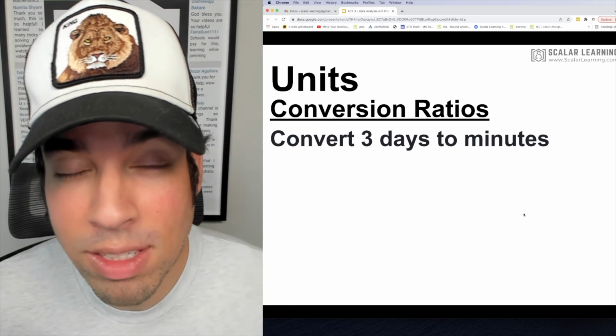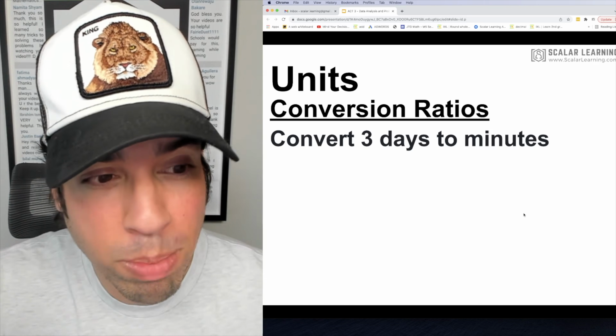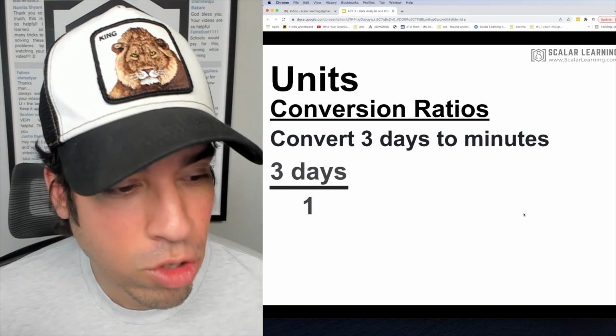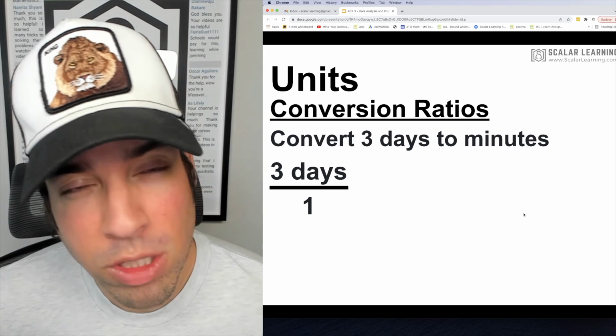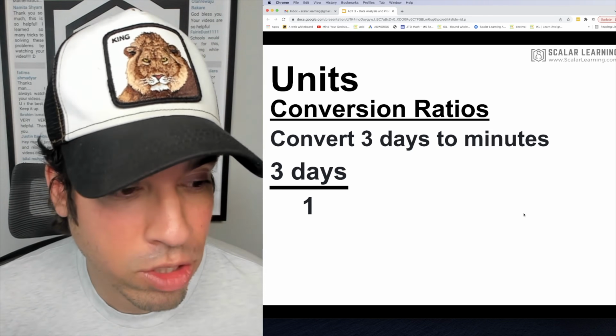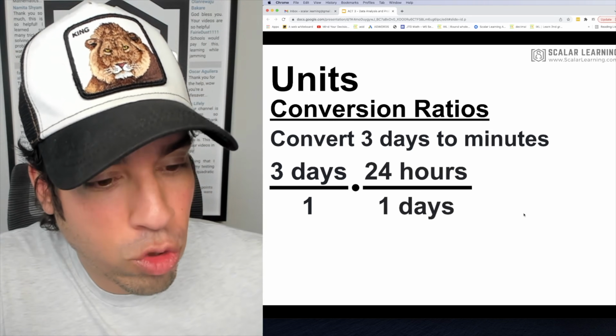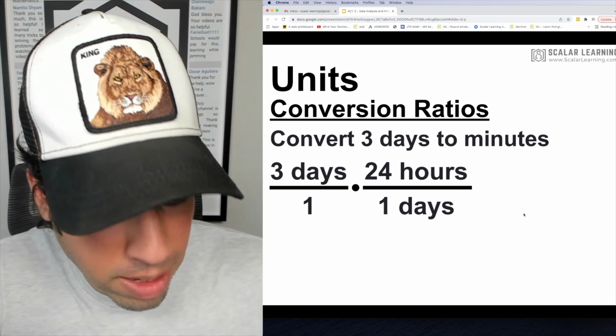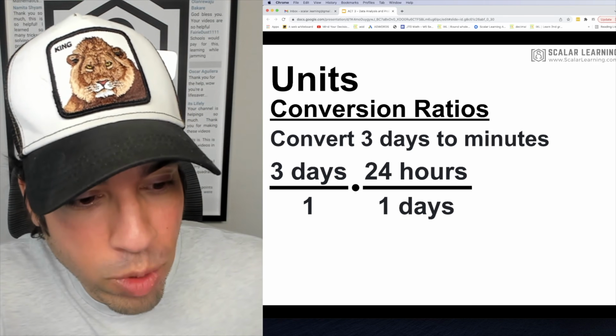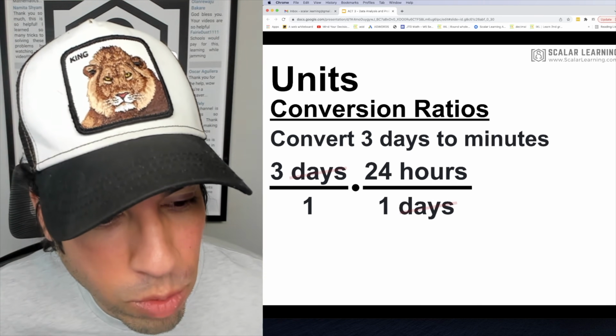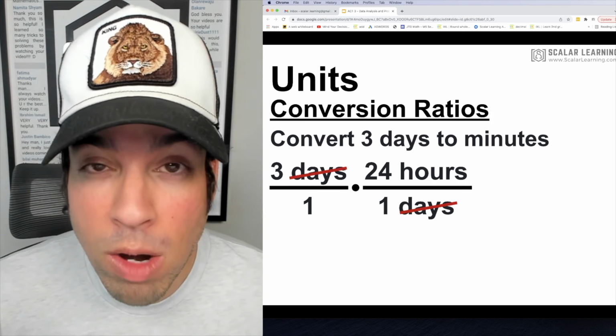Now let's say we want to do a bigger conversion, like 3 days to minutes. So check this out. This is going to involve multiple conversion ratios. We start with 3 days, and first I'm going to convert it to hours because that's a little easier, right? I know that there are 24 hours in 1 day. So that's cool. Now we've got a conversion ratio to take us from days to hours. So we can now cancel out those days. Boom, now we're in hours.